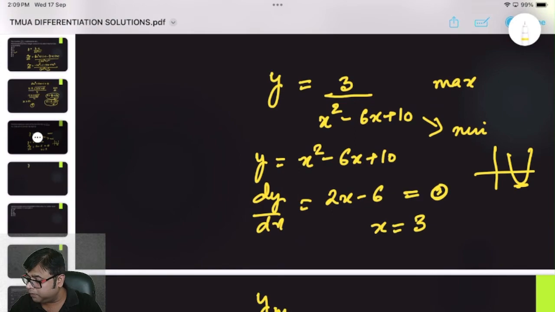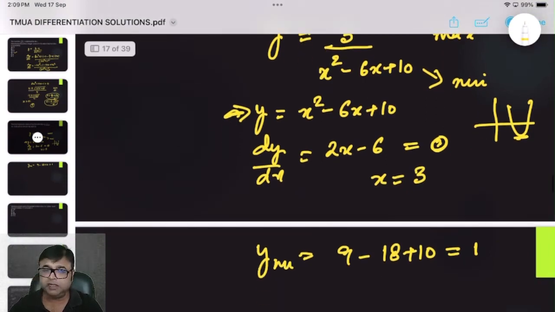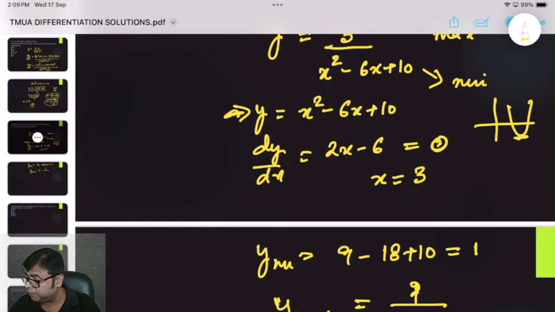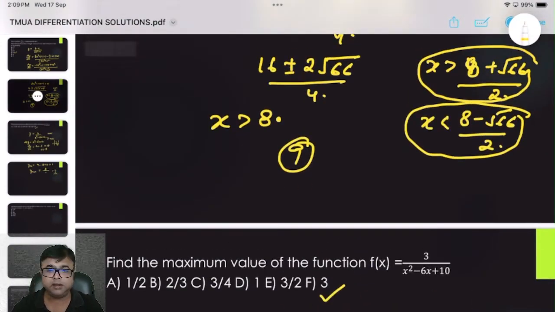So the denominator will be minimum at x equal to 3. If I put 3 here, I'm going to get 9, 6 times 3 is 18, 9 minus 18 is minus 9, plus 10, which is 1. So this is eventually what I've got. So the maximum value of the original function, which is 3 upon this, will be 3 by 1. 3 is the answer. Let me check the options. Yes, 3 becomes the right answer.